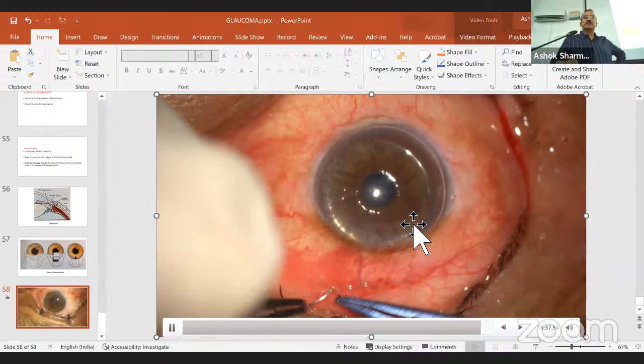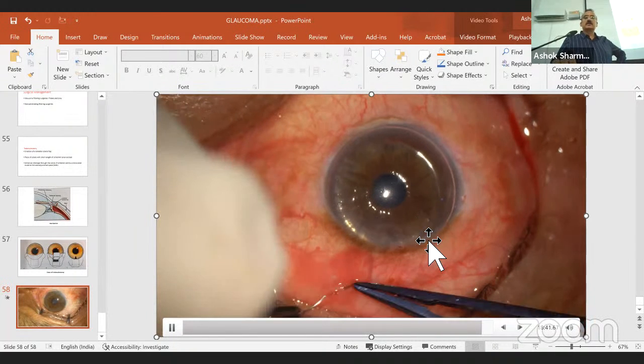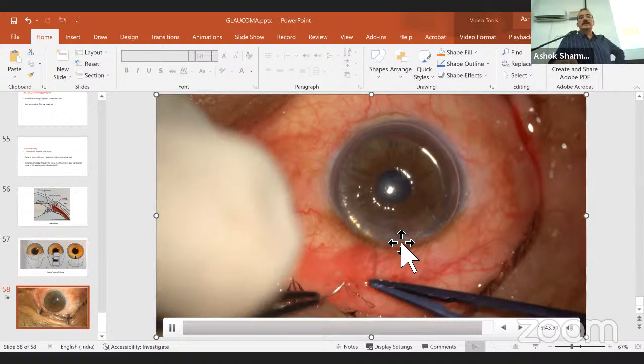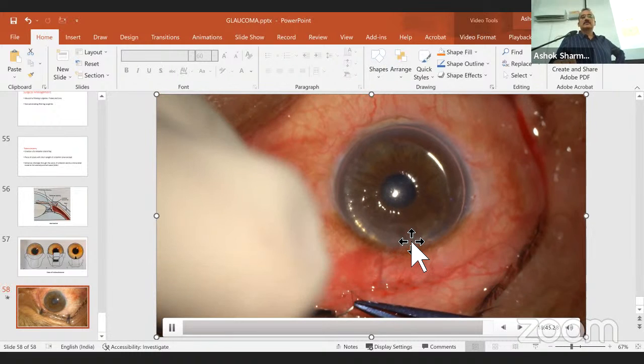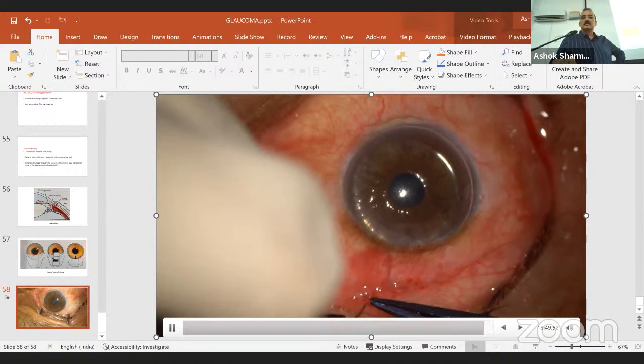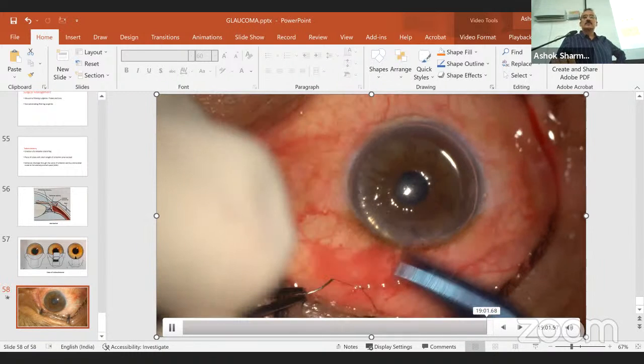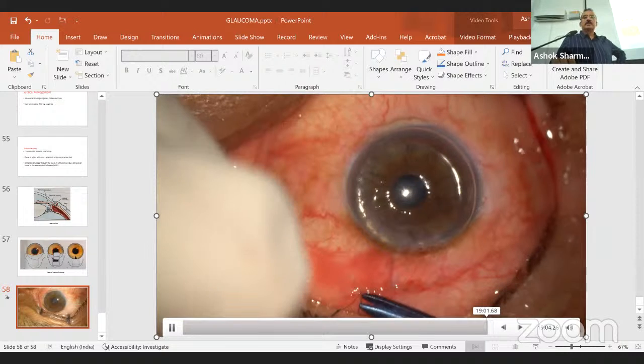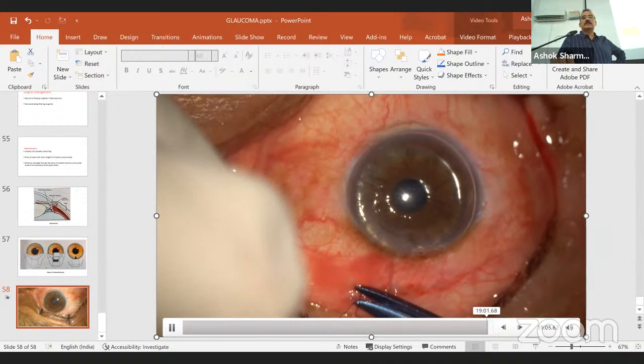Made the anterior chamber with air. This is my iridectomy, if you can appreciate this, right? Completed my continuous sutures in the conjunctiva.